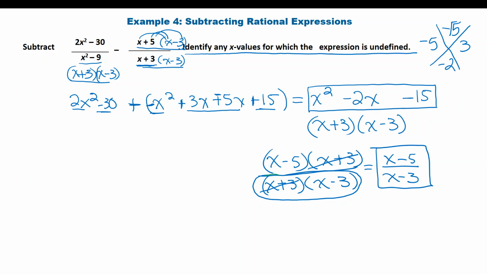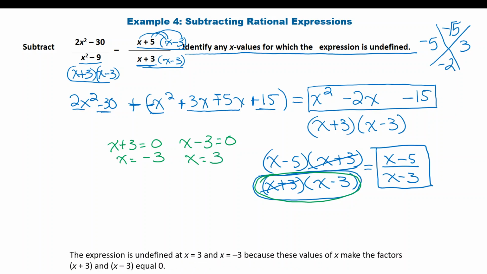All right, I have to make sure that I am checking the original common denominator. So I see x plus 3, and if that equals 0, x would be negative 3, and if x minus 3 equals 0, then x would equal positive 3. So that tells me that the expression is undefined at x equals 3 and x equals negative 3 because these values of x make the factors of x plus 3 and x minus 3 equal to 0, which would make our expression undefined.